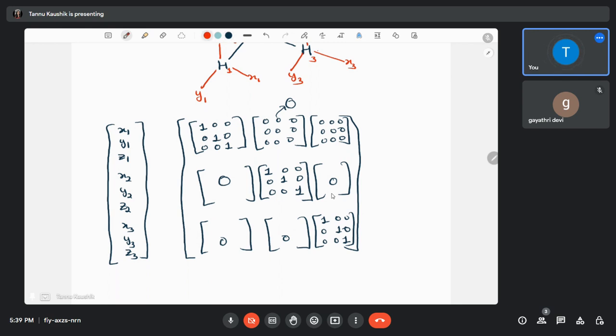So again, if we find the character for this matrix, it will be along the diagonal of the complete matrix. The sum of the elements along the diagonal is 9. So the character will be 9.